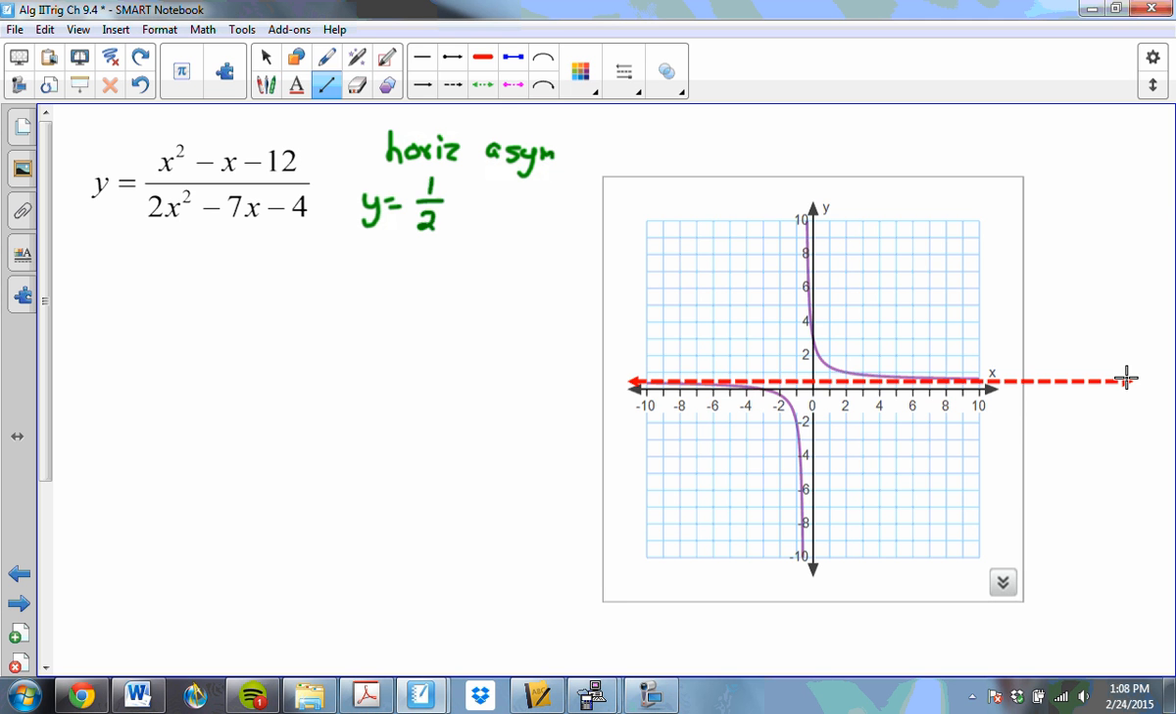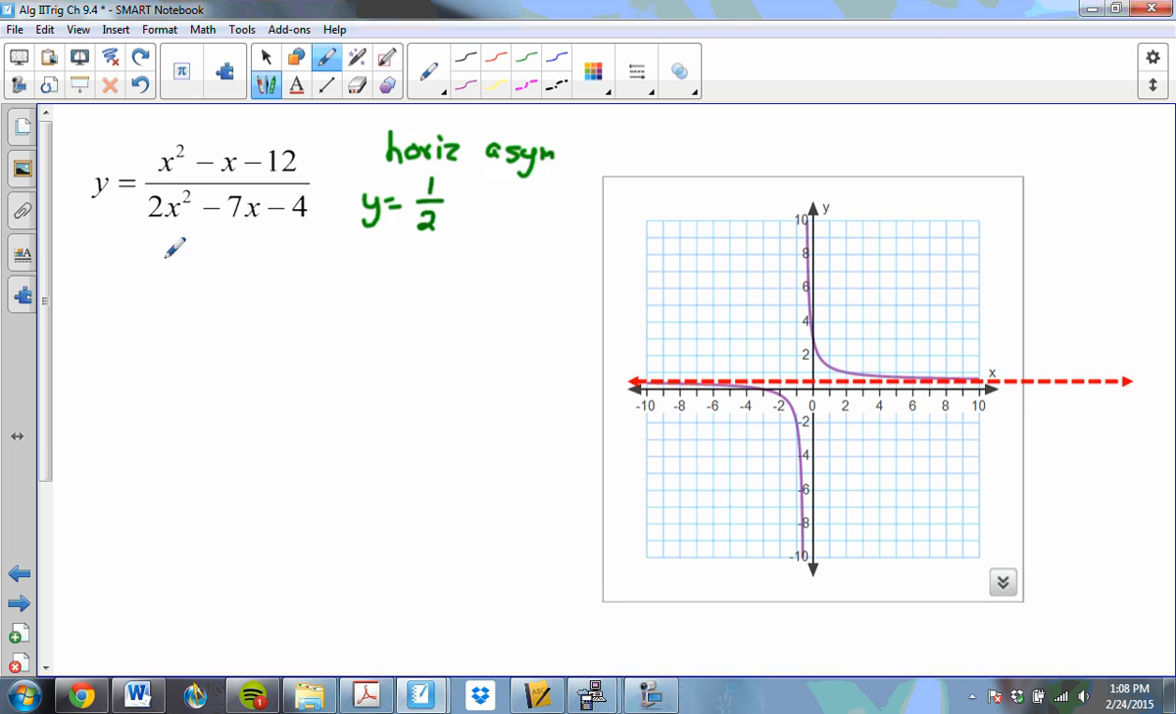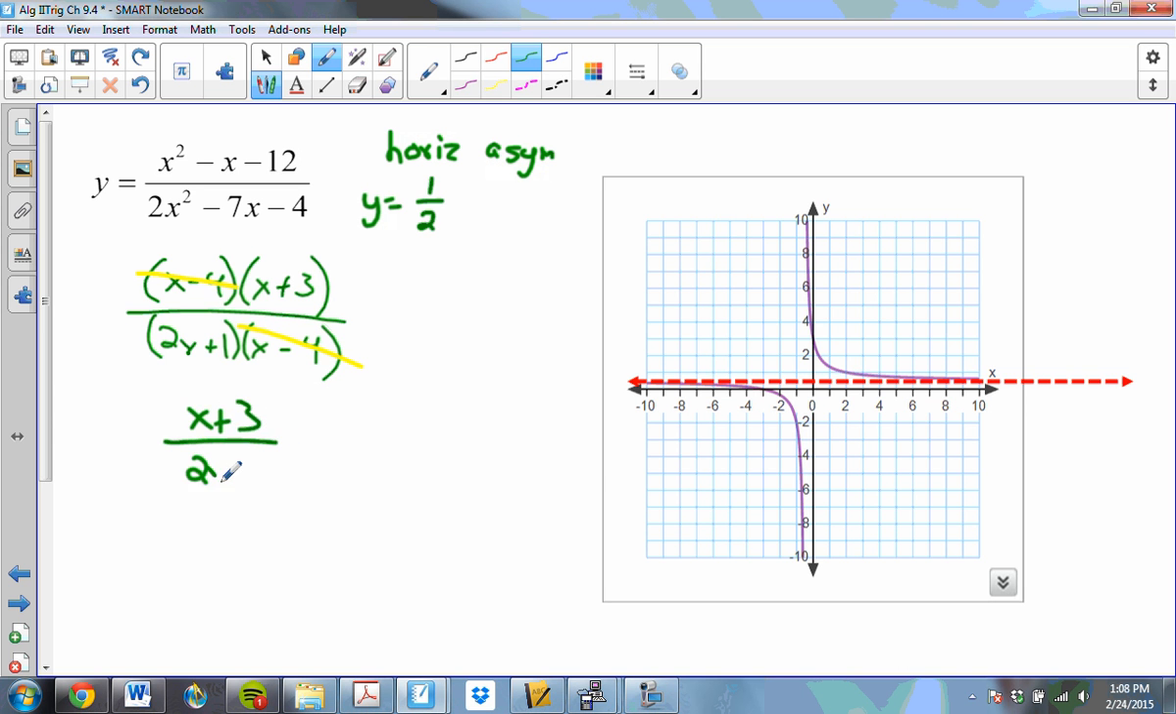To find the vertical asymptote, I factor. Well, I'm going to factor everything and see what happens. So the top factors into x minus 4, x plus 3. The bottom, I know I need a 2x and x. If I do 4 and 1, yes, minus 4 plus 1, that's how that factors. These cancel, so I'm left with x plus 3 over 2x plus 4. So my vertical asymptote is at negative 1/2. X cannot be negative 1/2. That's my vertical asymptote, which you can see here.